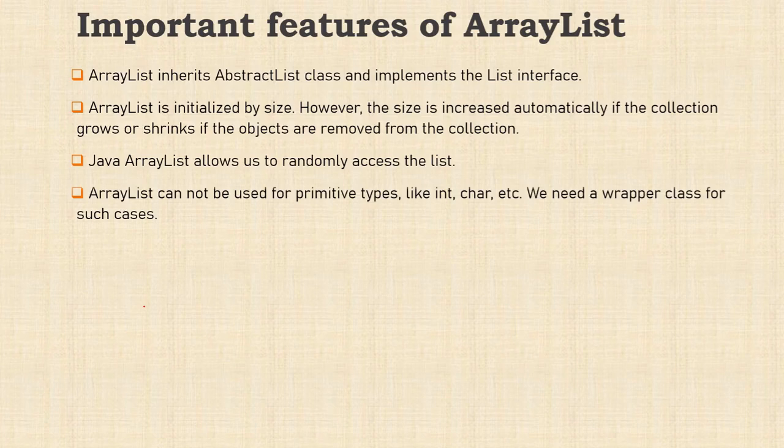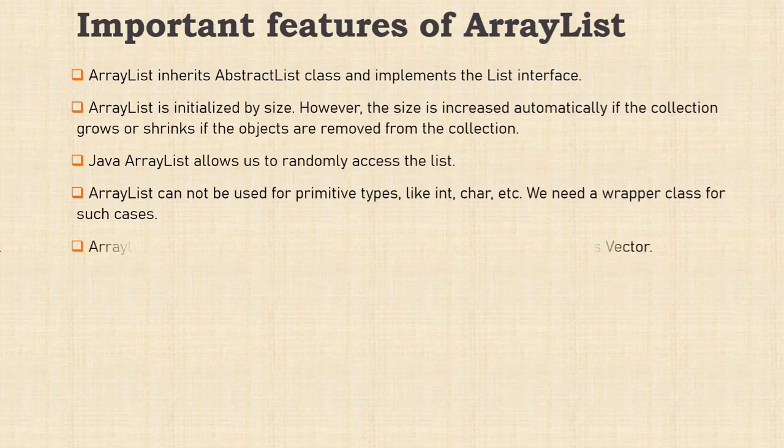A list can't be used with primitive types like int, char, etc. We need a wrapper class for such cases. So we can use Integer, Boolean, String. All the wrapper classes can be used in an ArrayList, but we can't use a primitive type like int or char.